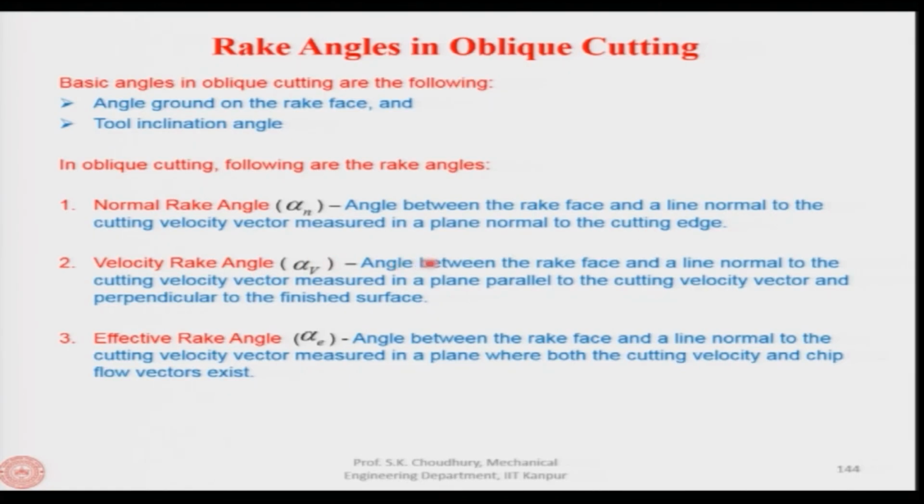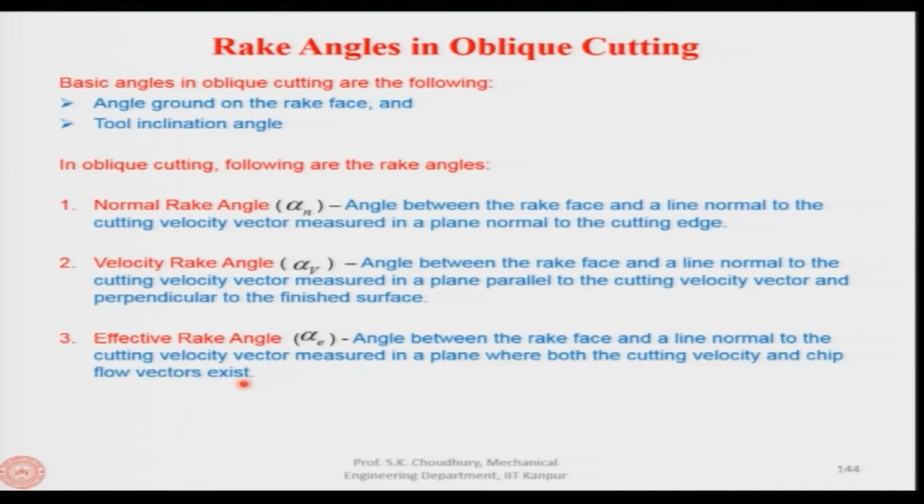Another angle is the velocity rake angle. The definition is the same, that is, the angle between the rake face and a line normal to the cutting velocity vector, but it is measured in a plane parallel to the cutting velocity vector and perpendicular to the finished surface. And the third angle is the effective rake angle, which by definition is the same, but measured in a plane where both the cutting velocity and the chip velocity vectors exist.